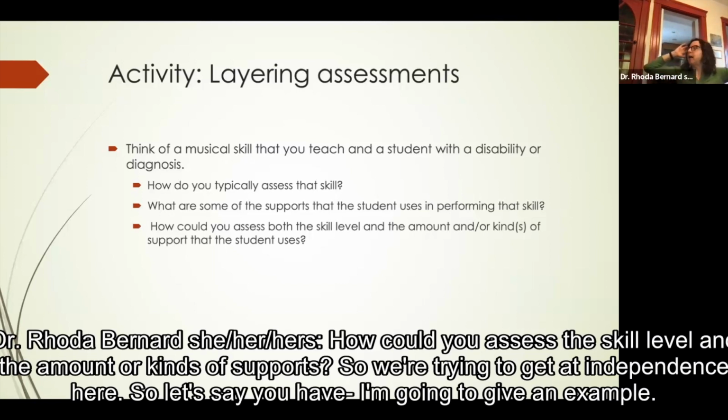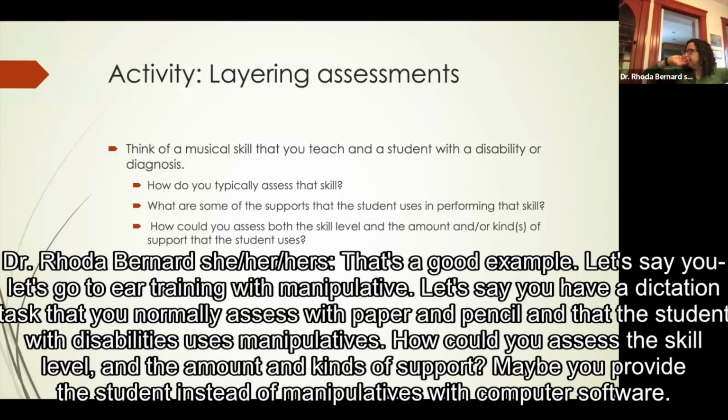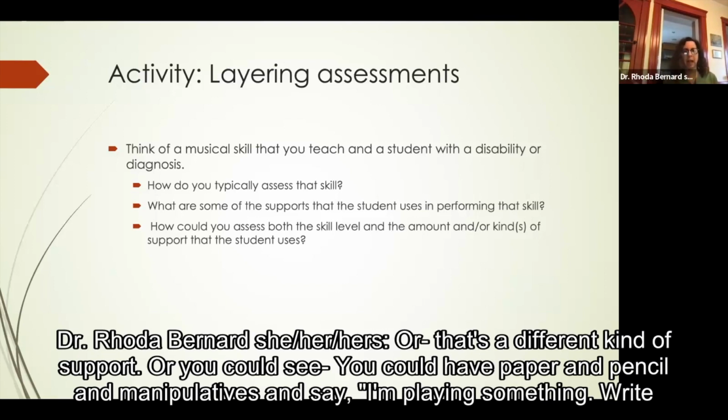Let me give an example. Let's go to ear training with manipulatives. Let's say you have a dictation task that you normally assess with paper and pencil, and the student with disabilities uses manipulatives. How could you assess the skill level and the amount and kinds of support? Maybe you provide the student, instead of manipulatives, with computer software. Could they do the task on their own with computer software? That's a different kind of support.